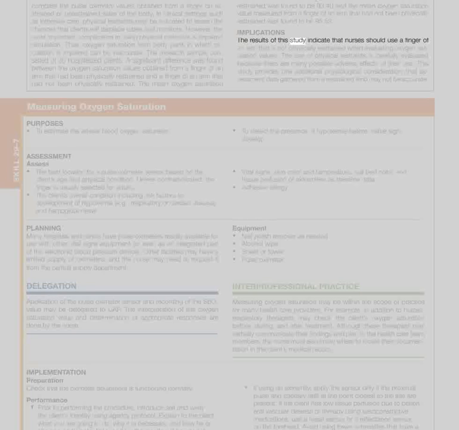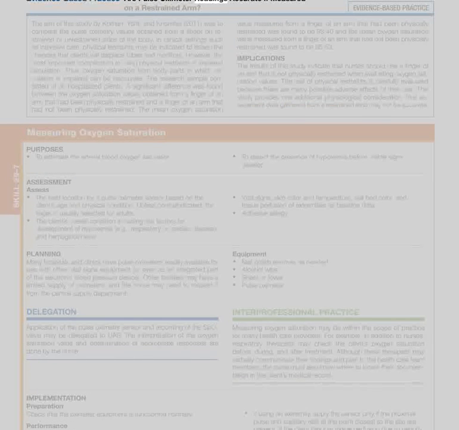Implications: the results of this study indicate that nurses should use a finger of an arm that is not physically restrained when evaluating oxygen saturation values. The use of physical restraints is carefully evaluated because there are many possible adverse effects of their use. This study provides one additional physiological consideration, that assessment data gathered from a restrained limb may not be accurate. Evidence-based practice: are pulse oximeter readings accurate if measured on a restrained arm? Evidence-based practice. Measuring oxygen saturation. Skill 29-7.